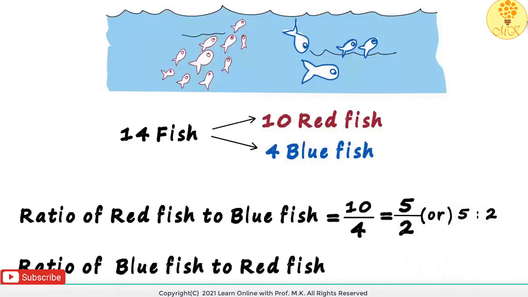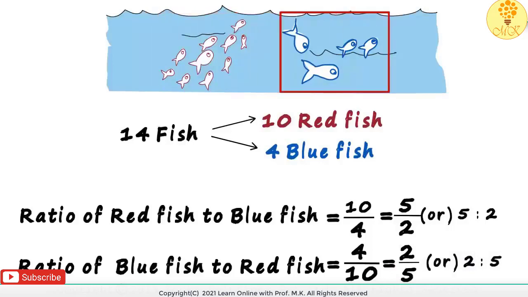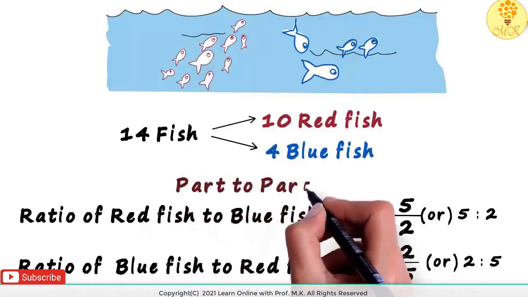What is the ratio of the blue fish to the red fish? It is 4/10, 4 blue fish and 10 red fish. This can be reduced to 2/5 and the ratio is written as 2:5. Look at the ratios carefully. We're comparing a part to a part. Such kind of ratios are called part-to-part ratios.